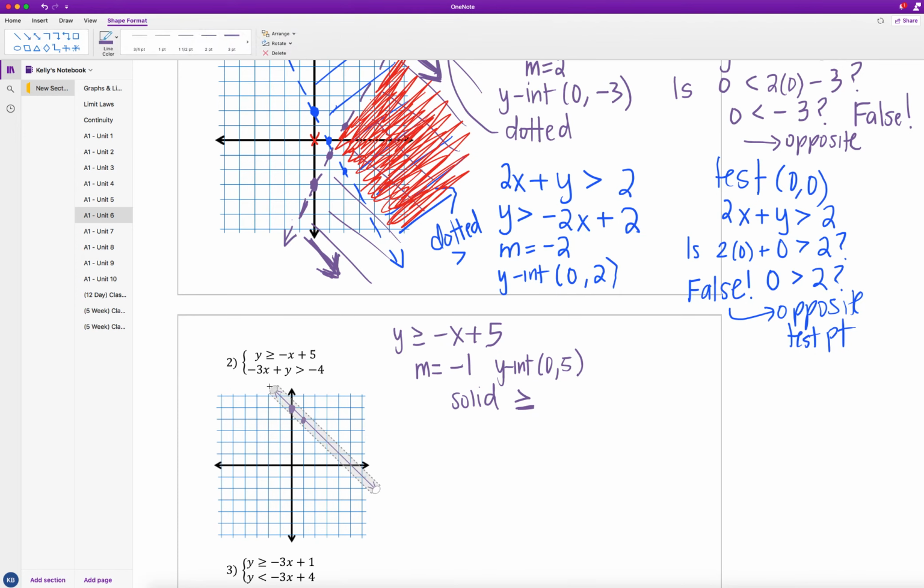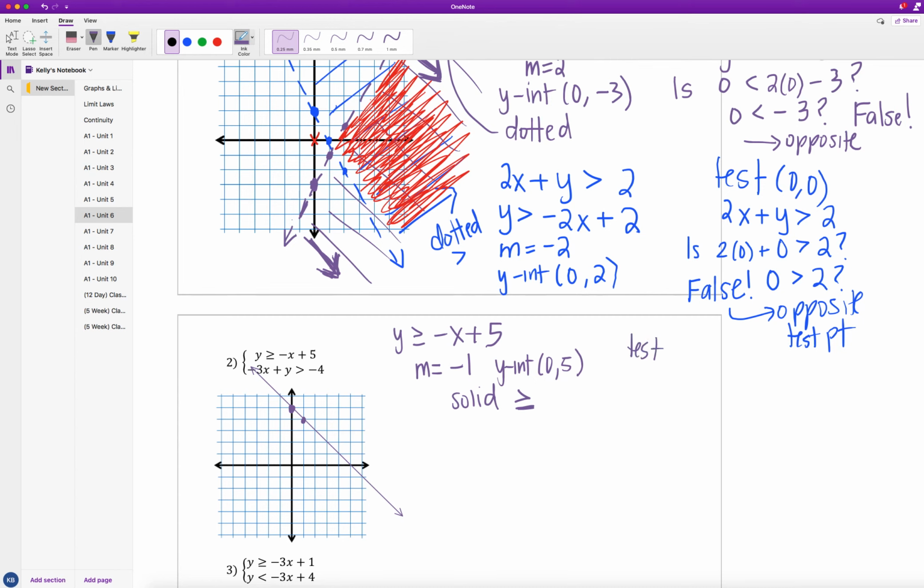And I want to make sure, again, that this is extending across the entire graph, and I'm not really sure where the other one is going to come into play, so I'm going to extend it even a little bit extra just so that I can make sure that I can figure out where they intersect once I draw the purple or the blue line. From here, I need to test a point so I can figure out which side of that line I am shading on.